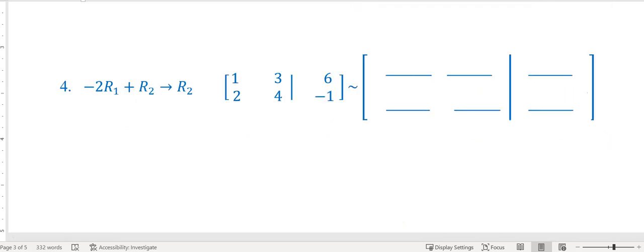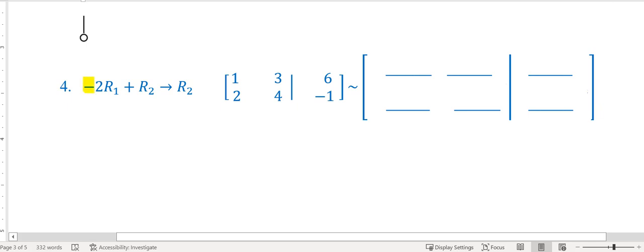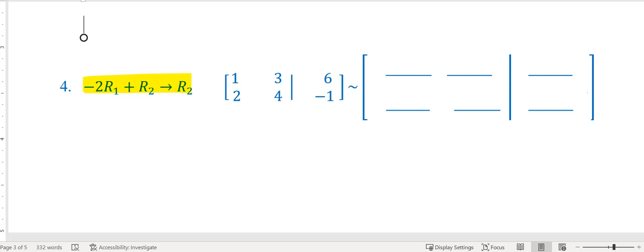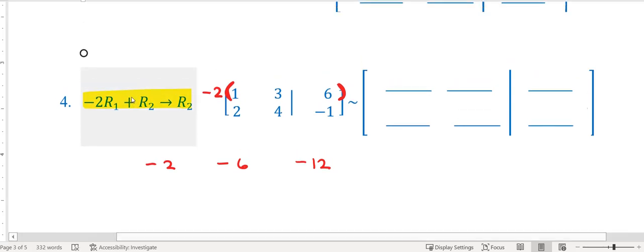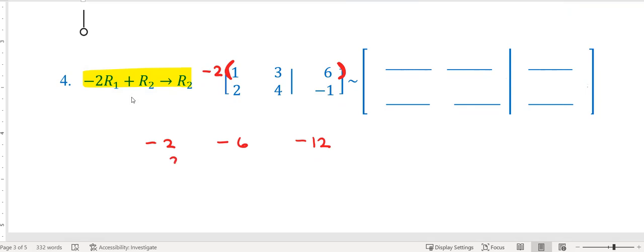All right, the third type of row operation: -2 times row 1, add it to row 2, and that becomes your new row 2. So I'm going to take row 1 and multiply it by -2. I'm going to come down here first. So I get -2, -6, -12. I want to add that to row 2. So row 2 looks like that. I want to add them.